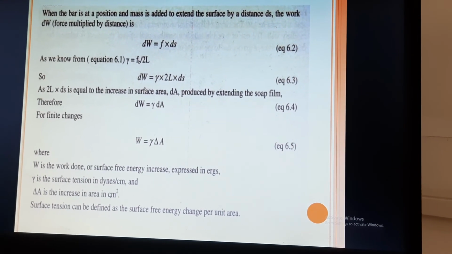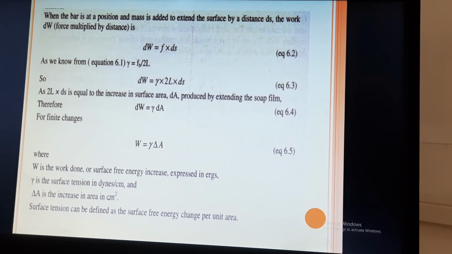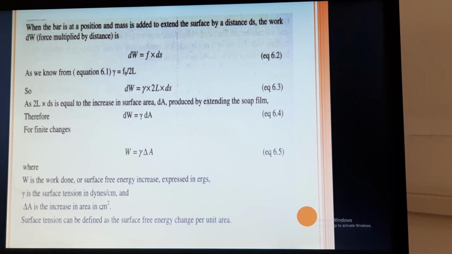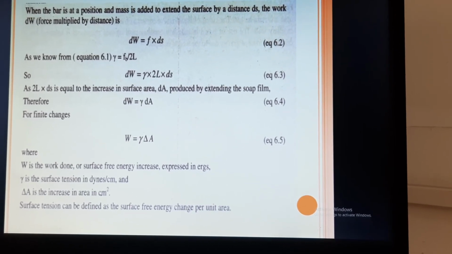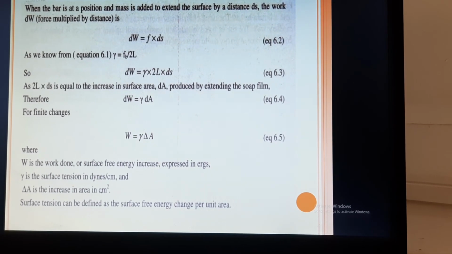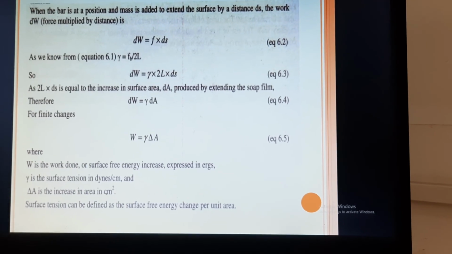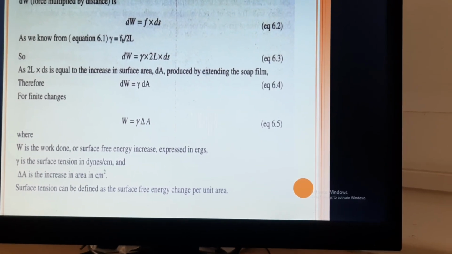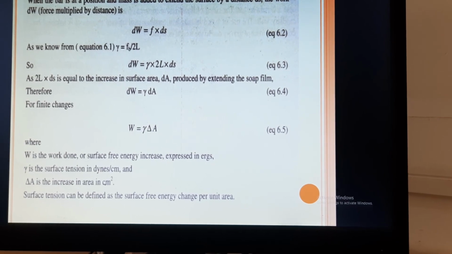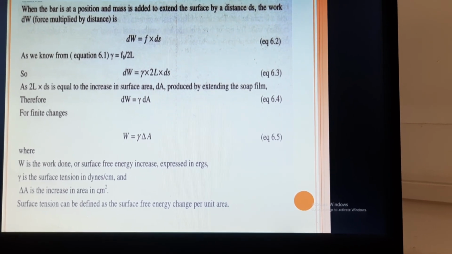As we know that gamma is equal to Fb upon 2L, so dw is equal to gamma into 2L into ds. As 2L into ds is equal to the increase in surface area dA produced by the extended film, dw is equal to gamma into dA. For finite changes, W is equal to gamma into delta A, where W is the work done or surface free energy increase expressed in ergs, gamma is the surface tension, whose units are dynes per centimeter, and delta A is the increase in area in centimeter square. Surface tension is defined as surface free energy change per unit area.